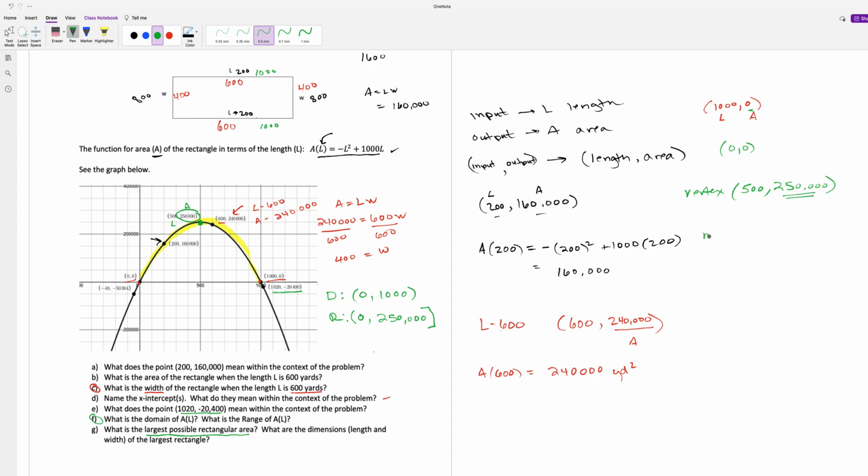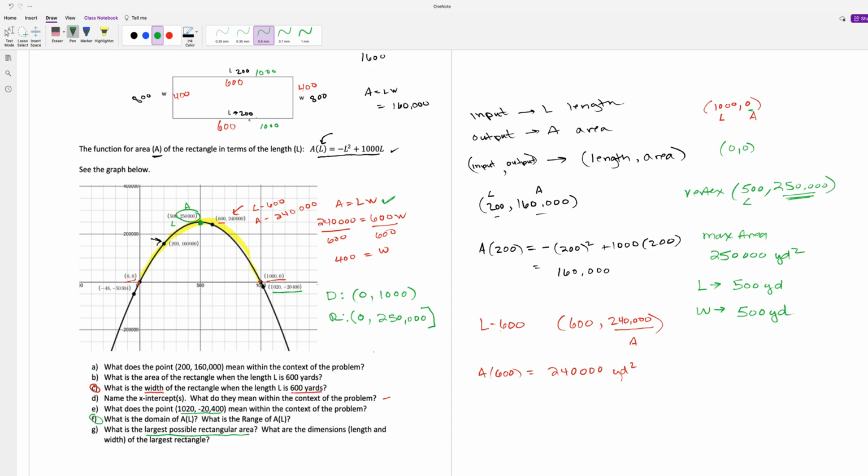I can see what is the largest possible rectangular area. That would be the max area, which would be 250,000 yards squared. And what are the dimensions, the length and width of that largest area? We can read the length off of that point. So the length that yields that area would be 500 yards. And then to determine the width, again, we have a couple ways we could go about that. One would be dividing the area by the length, right? We talked about that over here. So 250,000 divided by 500 would be 500.